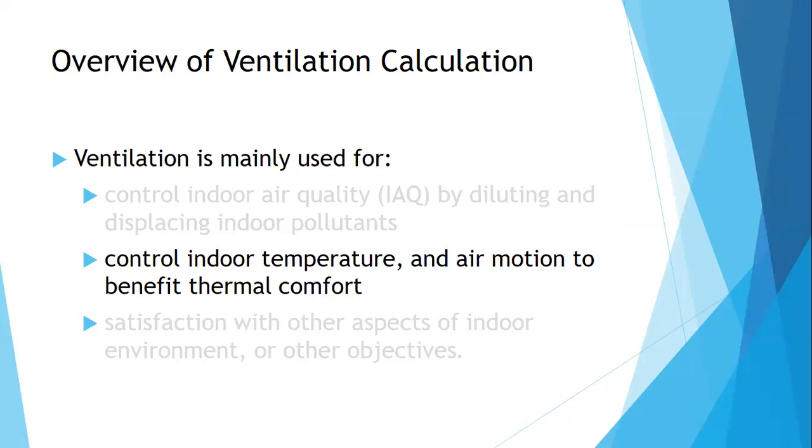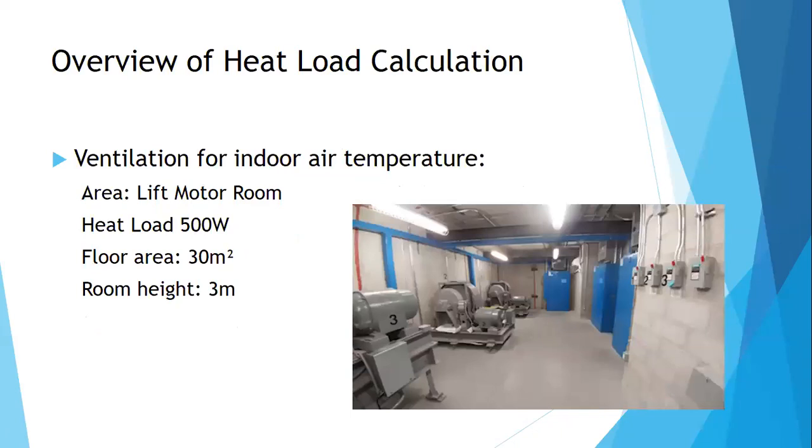Next, ventilation used for indoor air temperature. Okay. So again, let's have another example. Example, lift motor room. Inside the lift motor room, we would assume that it has a 500 watt heat load. Floor area, again, 30 square meter. Room height, about 3 meters. How are we going to know how much fresh air or how much outdoor air needs to be introduced into this space so that it will be acceptable?